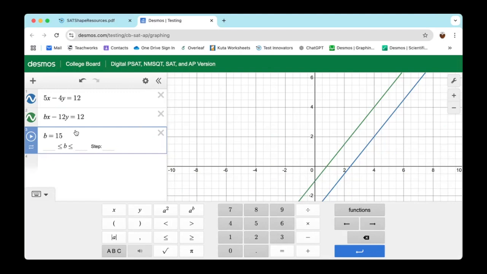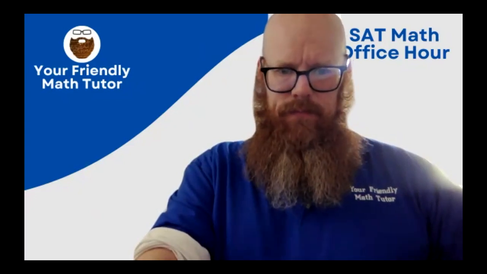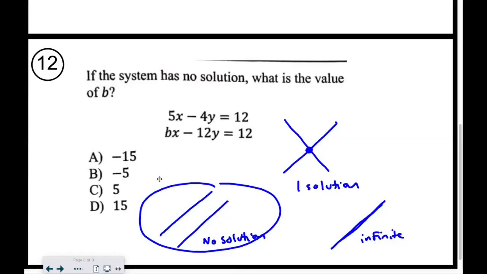Okay, so you can use Desmos here to really save time, but there still isn't a shortcut for knowing the concepts. So you have to know that if it were an infinite solution problem, we would do the same thing. We would just be looking for two lines that are on top of each other. And if for some reason they asked for one solution, we would be looking for lines that actually intersect.